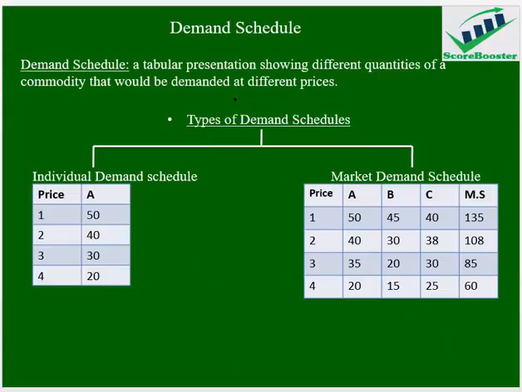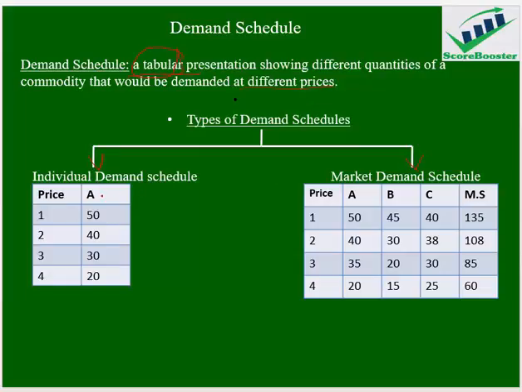Very, very important, because we have 2 types of schedule. For example, as we said, it's a tabular presentation showing different quantities of a commodity that could be demanded at different prices. It must be in the form of a table. Please take note of that. It shows what I can buy at a given price. So we have 2 types of demand schedule: the individual demand schedule, and what we call the market demand schedule.